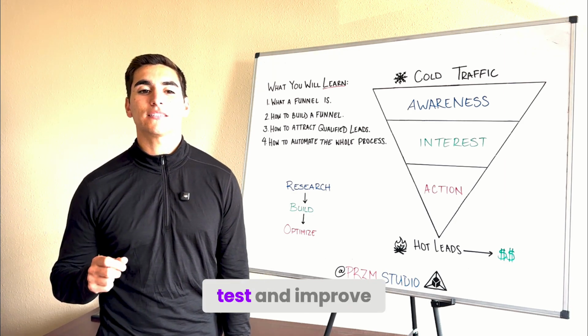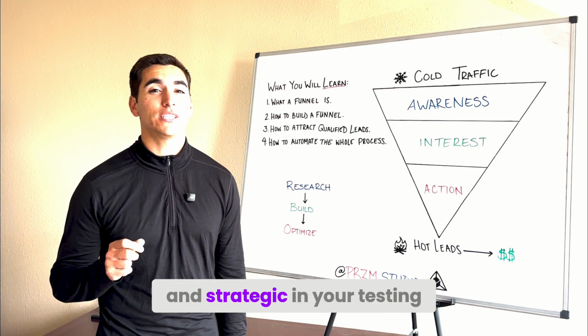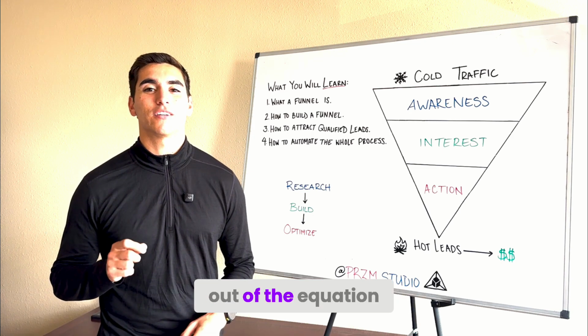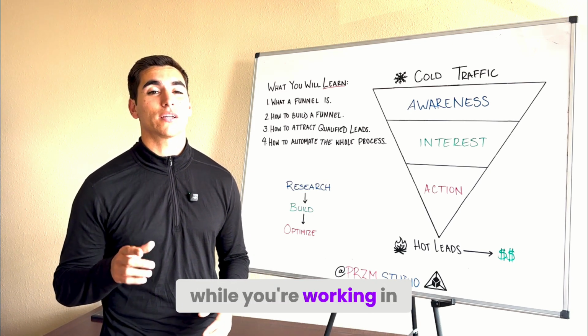Step 4, test and improve. The game isn't over once you launch your campaign. You must be relentless and strategic in your testing. This is where you use data to make changes and leave emotions out of the equation. Once it's set up and converting, the system works 24/7 while you're working in the workshop.